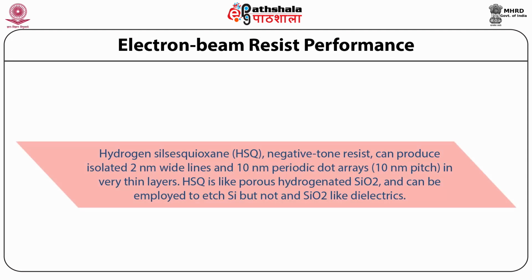Then the hydrogen silsesquioxane negative tone resist can produce isolated 2 nanometer wide lines and 10 nanometer periodic dot arrays, 10 nanometer pitch, in very thin layers. HSQ is like porous hydrogenated SiO2 and can be employed to etch silicon but not SiO2-like dielectrics.